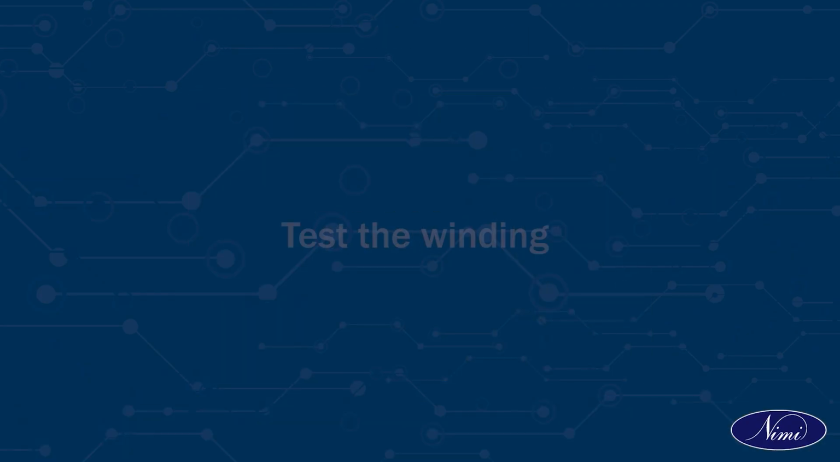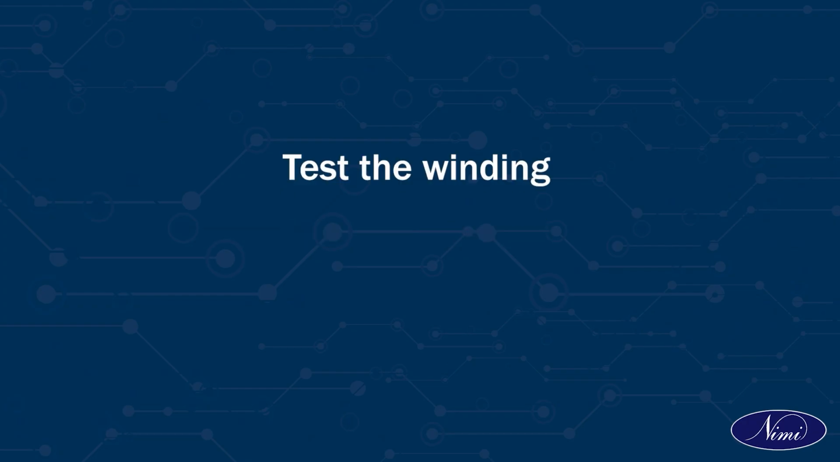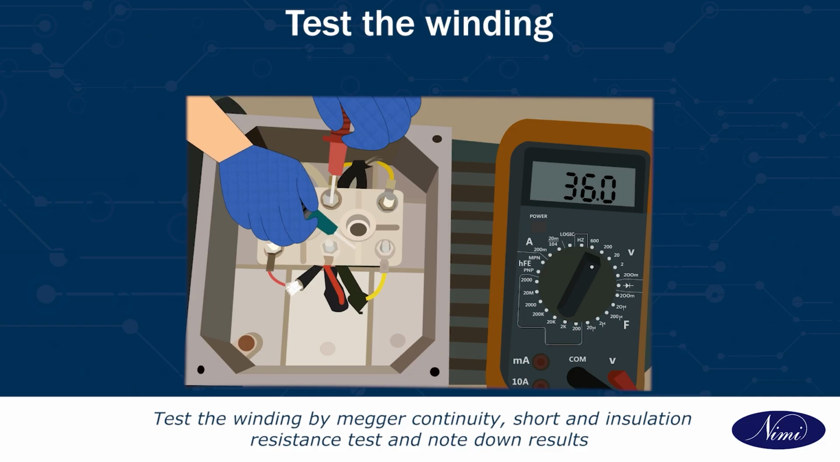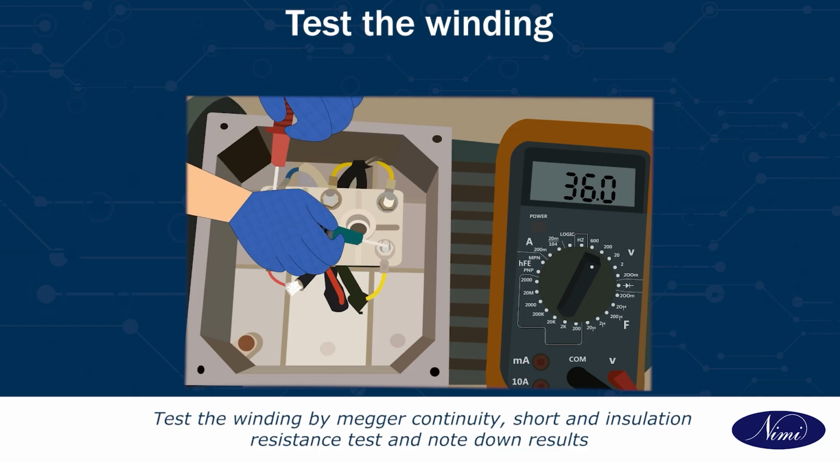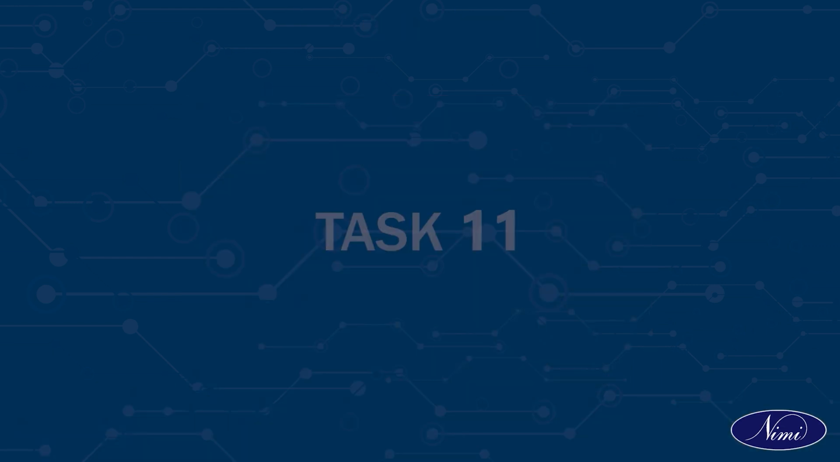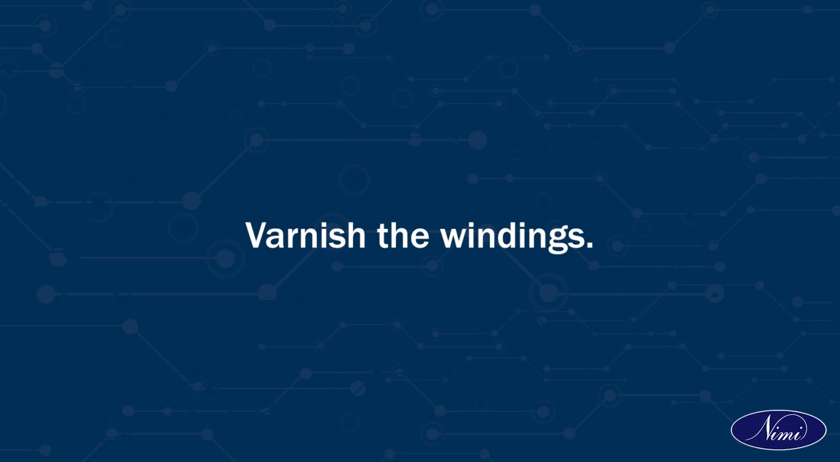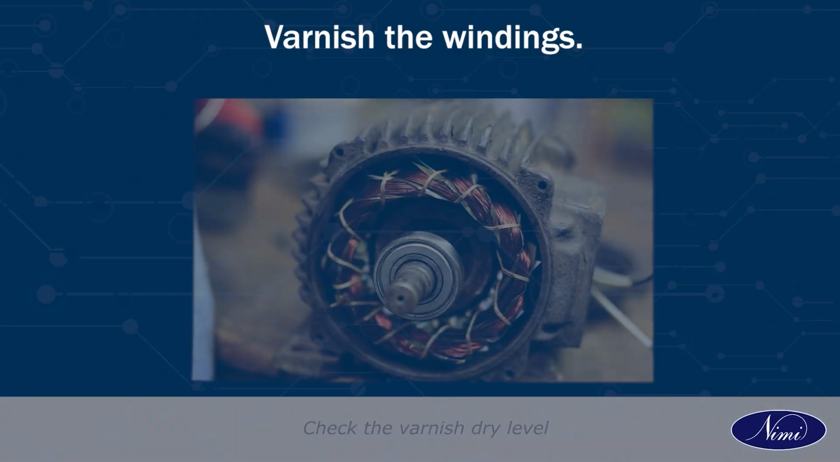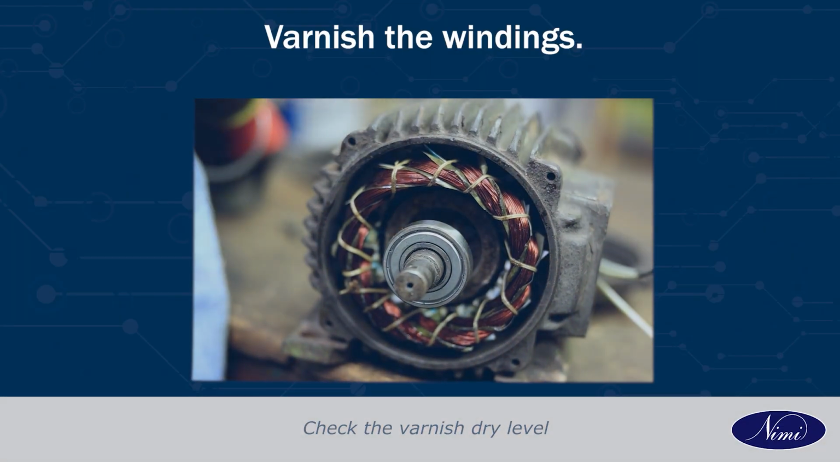Task 10. Test the winding. Test the winding by measuring continuity, short and insulation resistance test and note down results. Task 11. Varnish the windings. Dry the moisture by using lamp loads. Check the varnish dry level.